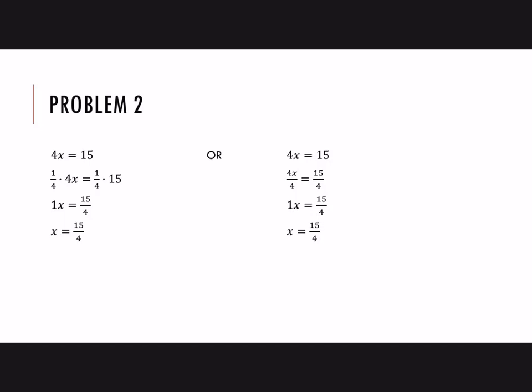Alright, problem 2. I've given you 2 ways to work this out. On the left, right, here's the given. Step 2, the new part is that there's a 1/4 being multiplied on both sides of the equation. So that is the multiplication property of equality.